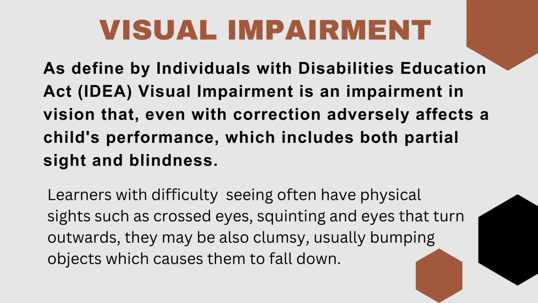Visual impairment, as defined by the Individuals with Disabilities Education Act or IDEA, is an impairment in vision that, even with correction, adversely affects a child's performance, which includes both partial sight and blindness. Learners with difficulty seeing often have physical signs such as crossed eyes, squinting, and eyes that turn outwards. They may also be clumsy, usually bumping into objects, which causes them to fall down.